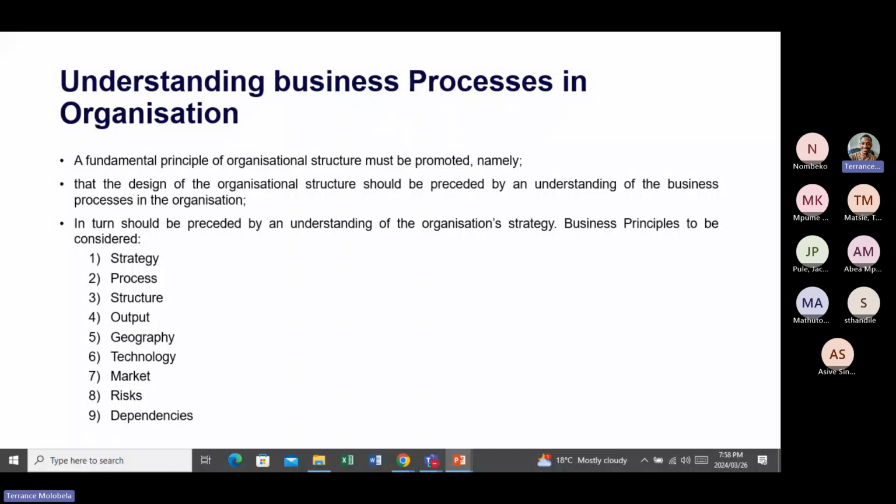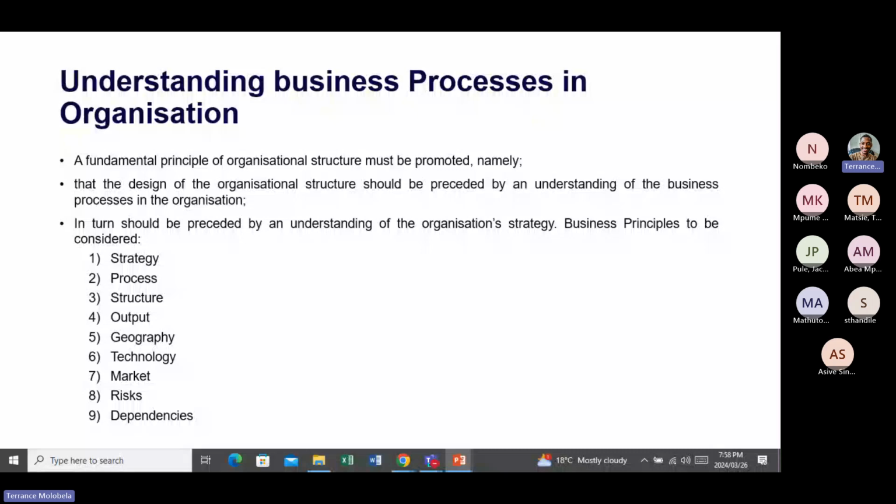The second one is process. As you're busy executing or planning to execute your plan, look at the process that you are undertaking. Look at the steps that you're following, and how that becomes your structure as an organization. Also check your output, your results, or your outcomes, because at the end of the day, you want to see results. And also your geography: you want to look at where your impact is being made.